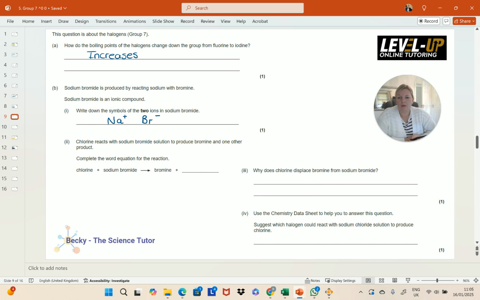Okay, chlorine reacts with sodium bromide to produce bromine and one other product. Complete the word equation for the reaction. So here we've had displacement happen. Chlorine is more reactive than bromine, so it's displaced bromine out of the way and it's bonded with the sodium. So now we've got bromine on its own plus sodium chloride.